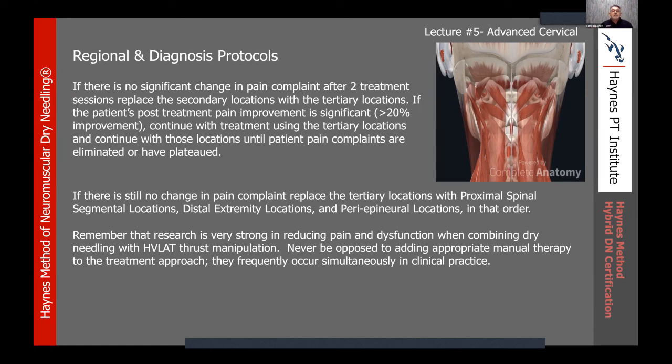And if there's no significant change in pain complaint after 2 treatment sessions on the secondary, then you want to replace them with the tertiary locations. And again, if you start to see greater than 20% improvement, you continue with those tertiary until pain is gone or complaints have plateaued. If there's still no change in pain complaint, you want to replace tertiary with proximal spinal segmental locations, distal extremity locations, and the periepidural locations in that order.